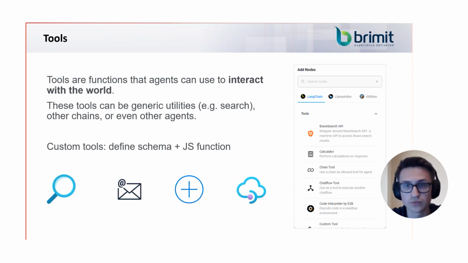A good example for a tool can be some search from an external system to provide some additional context for AI, or it can be some action based on the response. For example, send an email to a user or to a specific list, or just generally speaking, call any other API.